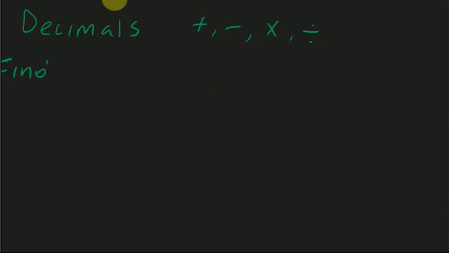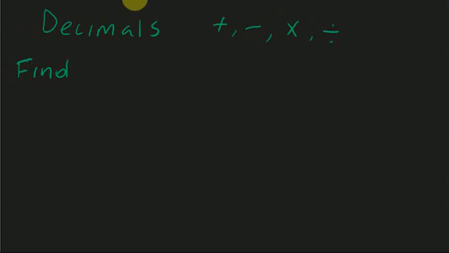First, I'm gonna write adding two numbers, let's say 1.7, and you have to find when you add 1.7 when you add 2.45. Find 1.7 plus 2.45.